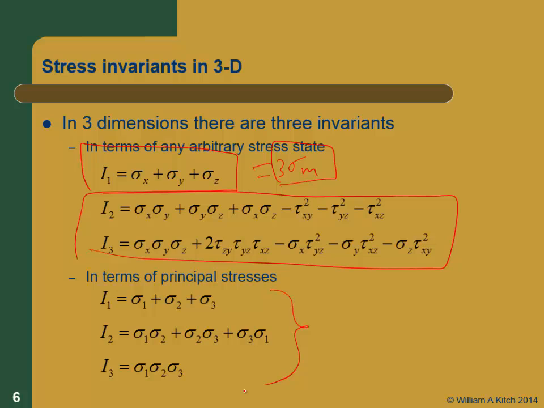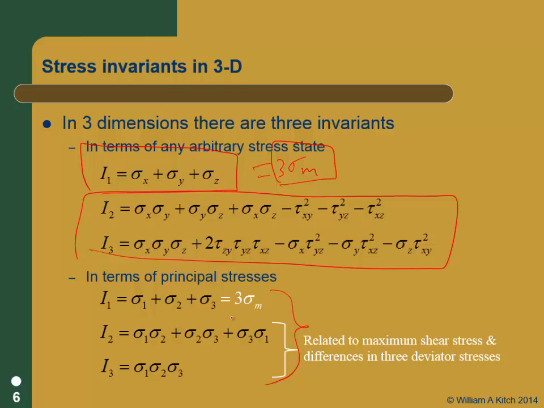So in two dimensions, we have a circle. All we need is its radius and its center point. In 3 dimensions, we have this ellipsoid, so we need to know its centroid, that's I1. Then we need to know its radius in one direction, and the aspect ratio in the other direction if you want to think about it. Those are the 3 things we need to know, and that's what the three invariants are.